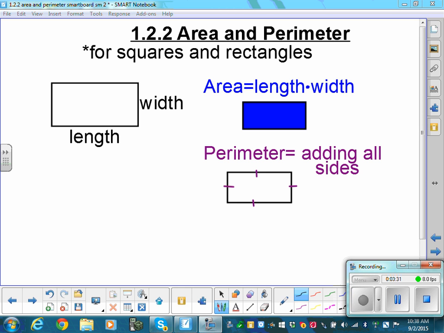Okay, and then perimeter. Perimeter just means sides. So to find the perimeter, we would add up all the sides, but perimeter just means sides, so the fences. The fences around the inside, okay?